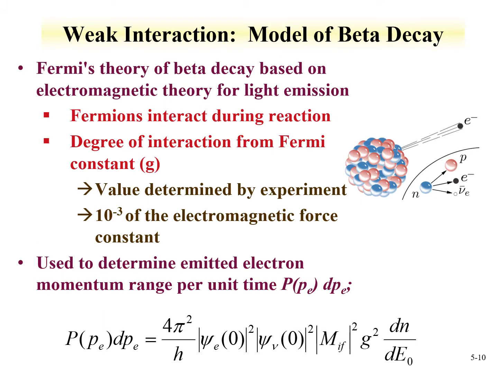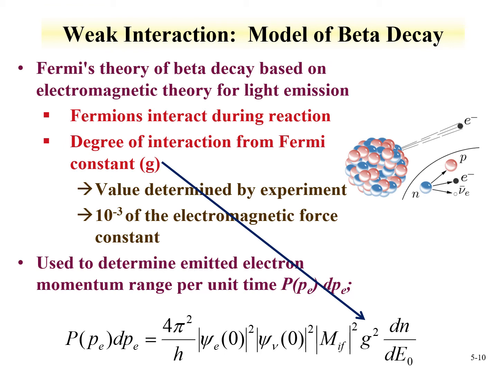Beta decay can be modeled based upon the weak force. This weak interaction is what Fermi used, and he based it upon the electromagnetic theory for light emission. And fundamentally, fermions are interacting during the reaction. An example is shown here, a neutron going to a proton, electron, and antineutrino. And this degree of interaction can actually be evaluated by something called the Fermi constant. This Fermi constant, G, is determined by experiment. It's about 10 to the minus 3 of the electromagnetic force.